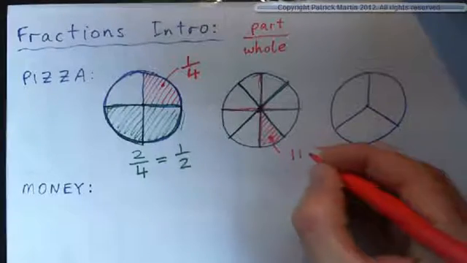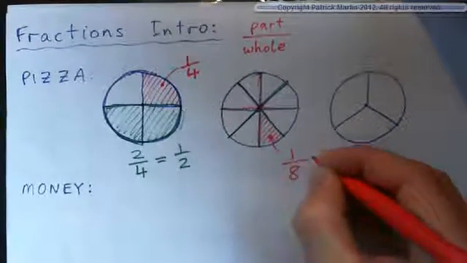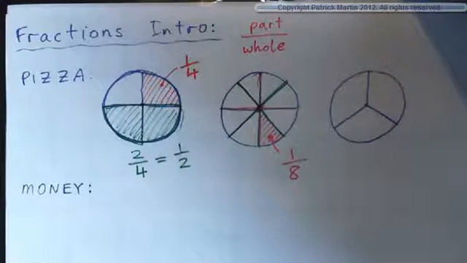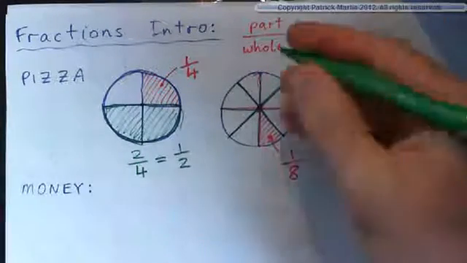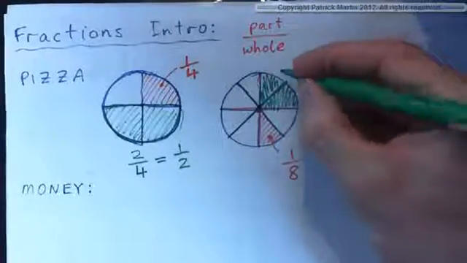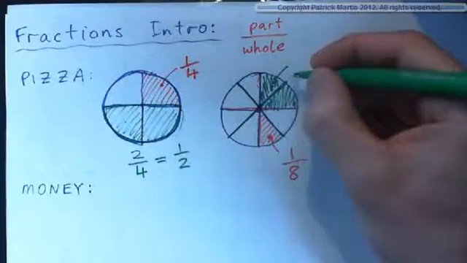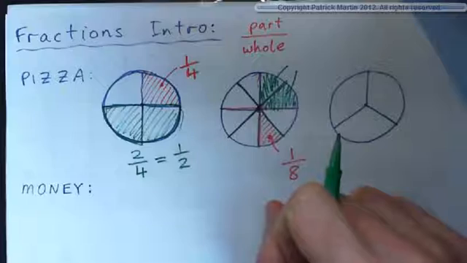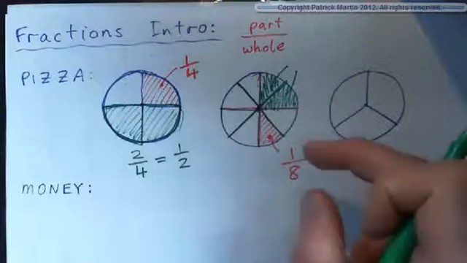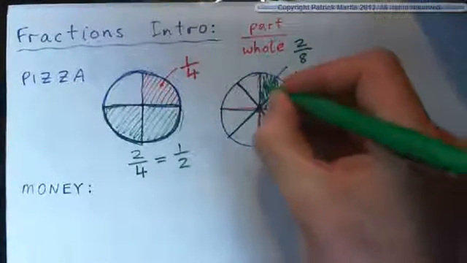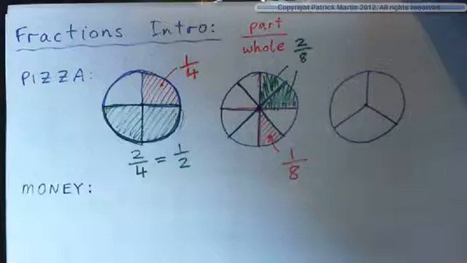Would it be 1 part out of 8 total? 1, 2, 3, 4, 5, 6, 7, 8. So that would be 1/8. And just for fun, what if you took this piece and this piece? How could you describe these two pieces combined if you take these 2 pieces out? Well, there are kind of 2 ways of describing that. One way is you could say that is 2/8. This is 1/8, that's 1/8, so we have 2/8 of the pizza.